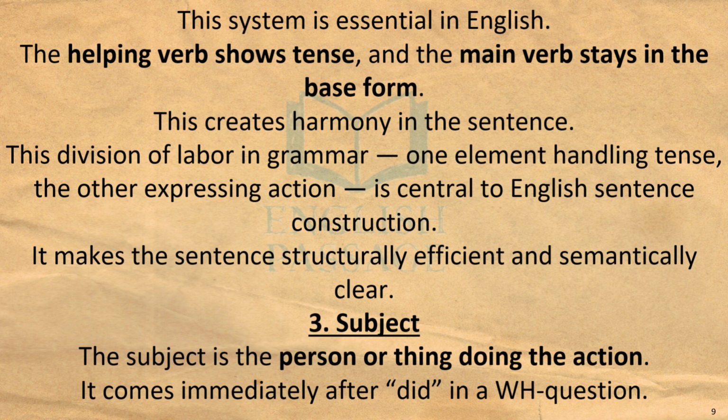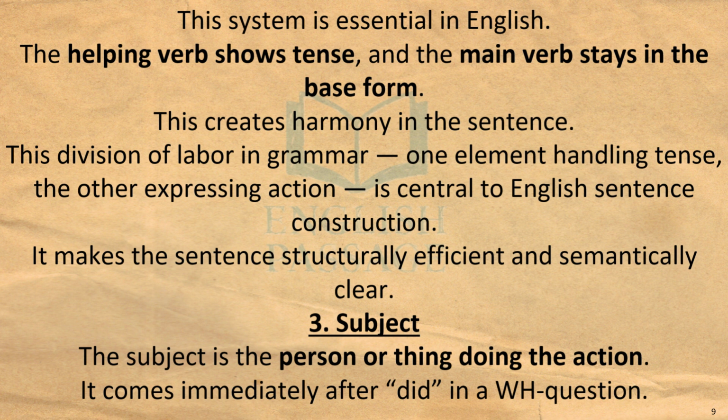This system is essential in English. The helping verb shows tense, and the main verb stays in the base form. This creates harmony in the sentence. This division of labor in grammar, one element handling tense, the other expressing action, is central to English sentence construction. It makes the sentence structurally efficient and semantically clear.